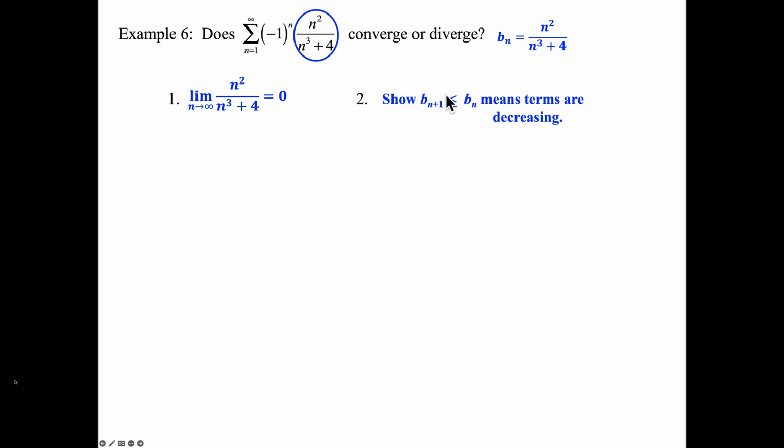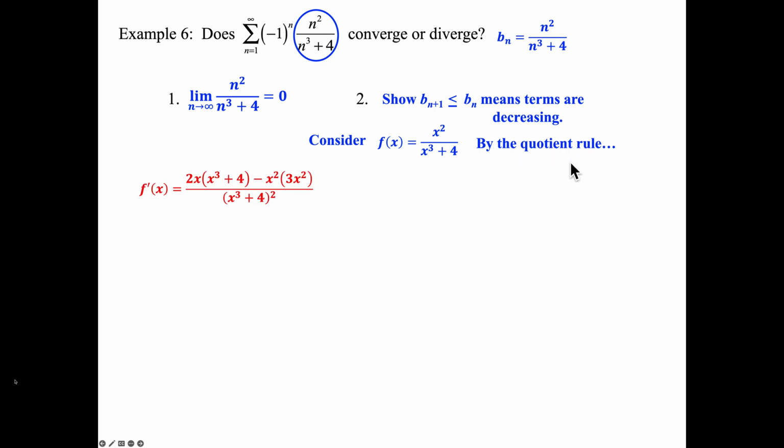Number 2. Now we got to show that, oh, brother, I'm not even going to think about it. (n plus 1) squared over (n plus 1) cubed plus 4. I have no desire to FOIL this all out, and set it less than or equal to that same fraction. Forget it. I'm converting it to a function, and we're going to do the derivative test. So we'll find the derivative by the quotient rule.